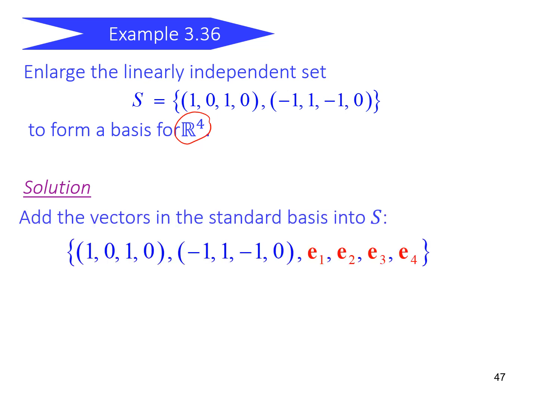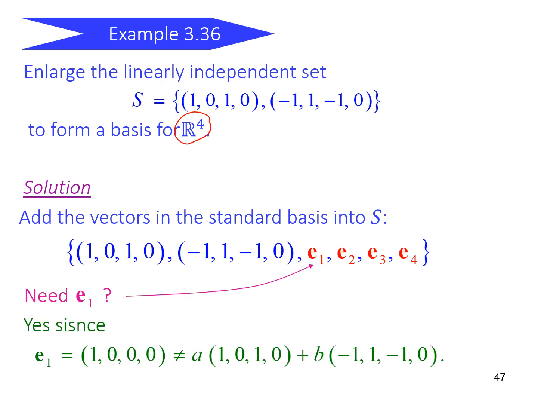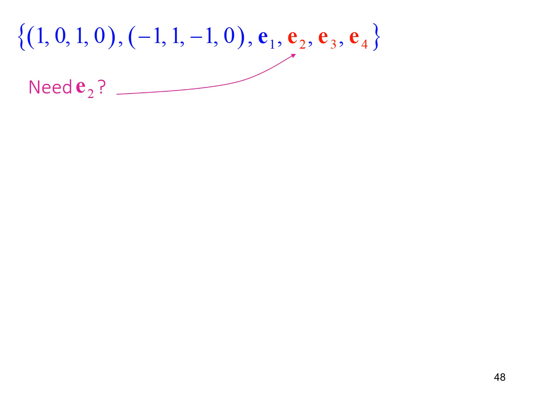The standard basis for R4 is e1, e2, e3, and e4. If you don't remember what e1, e2, e3, and e4 are, you have to recall the basis topic. So we have to decide, among these 4 vectors that we have just inserted, which vectors we keep in the set S, and which vectors should be excluded from the set S. By using the same argument, e1 is needed because e1 is not a linear combination of the previous vectors. So what about e2, e3, and e4?